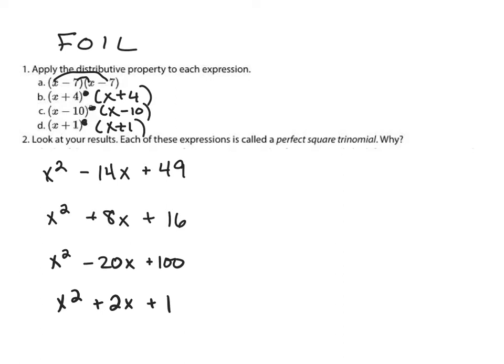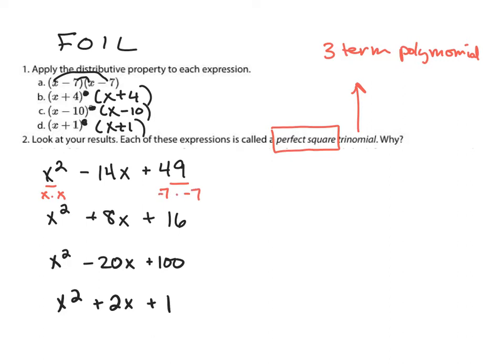Now let's look at our results. Each of these expressions is called a perfect square trinomial. Trinomial means it's a 3-term polynomial. Okay, 3 terms, 1, 2, 3. Perfect square means that the first term and the last term are both perfect squares. The first term breaks into x times x. The last term breaks into -7 times -7. And the middle term is 2 times my first term times my last term, which is -14x. That works for all of these. It's quite fascinating if you ask me.